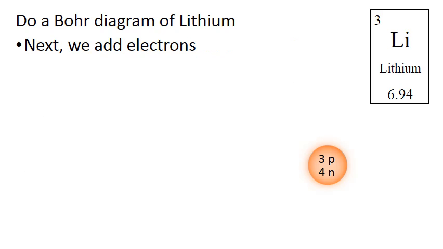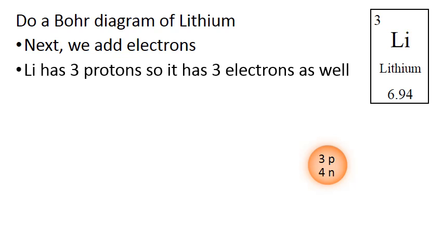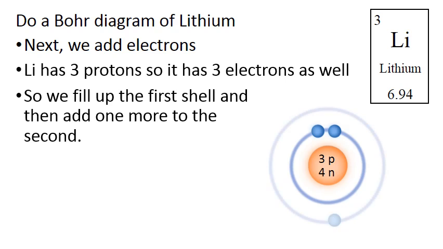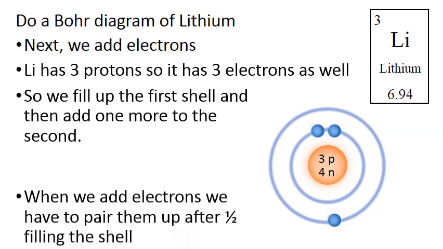So next up is the electrons. And how many electrons is it going to have? It's going to have the exact same number of electrons as protons, so it's going to have 3 electrons. So first we add up the first shell, and then we add more to the second. The first one can only hold 2, so we put 2 in there. And then we only need 1 more, so we add 1 more in the outer shell.